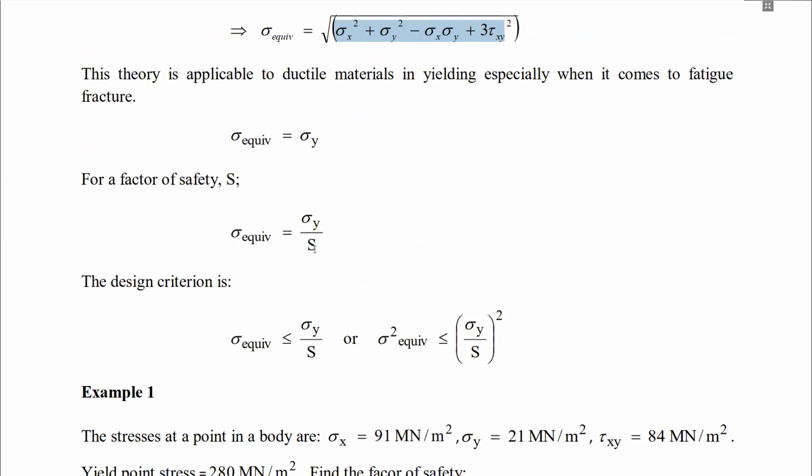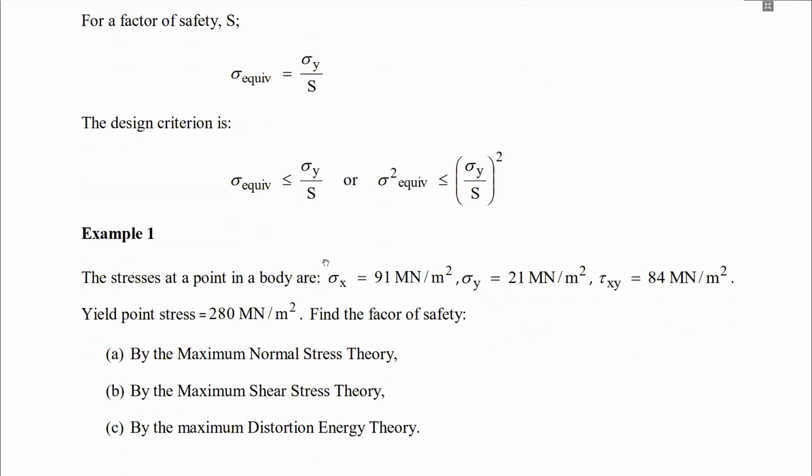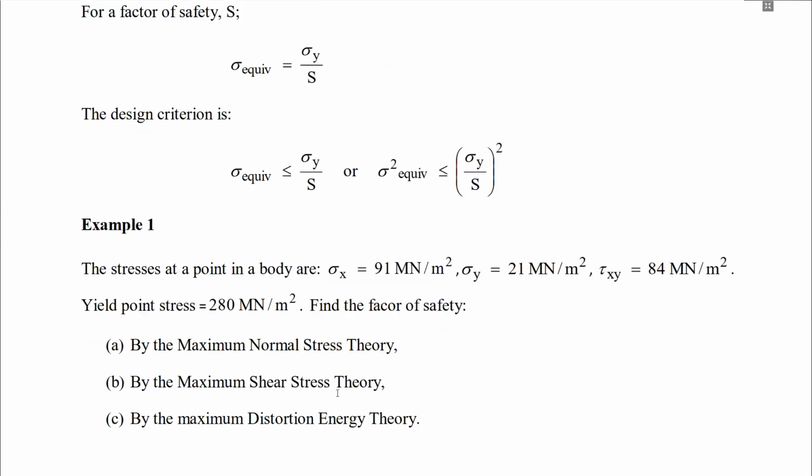Which one? S. So we can make S the subject and then calculate S. And that will be the factor of safety with respect to the distortion energy theory. Are you okay? Don't ask the question, are you okay? Yes, sir. All right, so in that order, if you pick the maximum shear stress theory, it is a similar thing that you do, okay? All right.